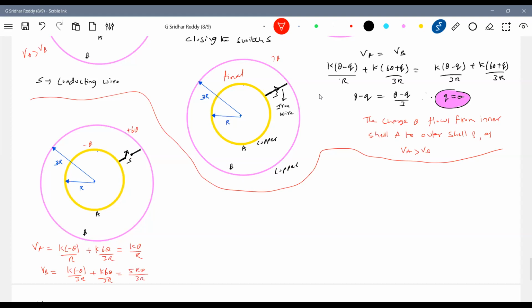Which is at higher potential now? VA is less than VB. Before closing the switch, this is before closing the switch. Similarly, here also you can calculate the first diagram. This is Q brought minus Q. I changed its situation. Charge on shell A is negative now. Earlier the charge on shell A was positive. I changed the problem. This is case 2.